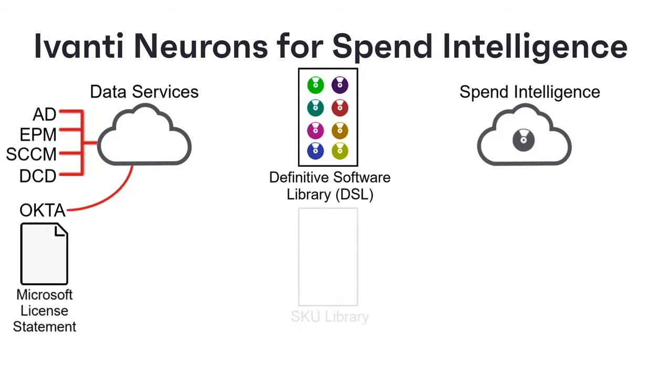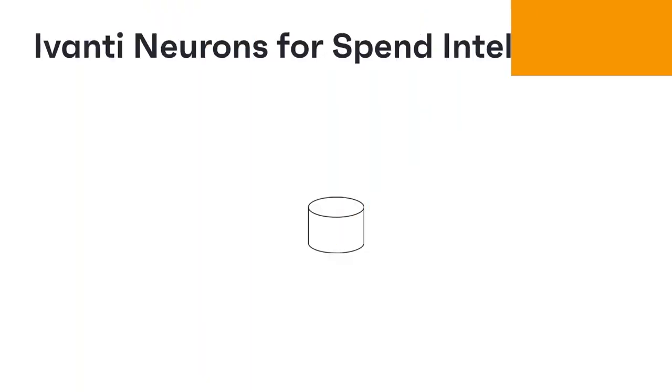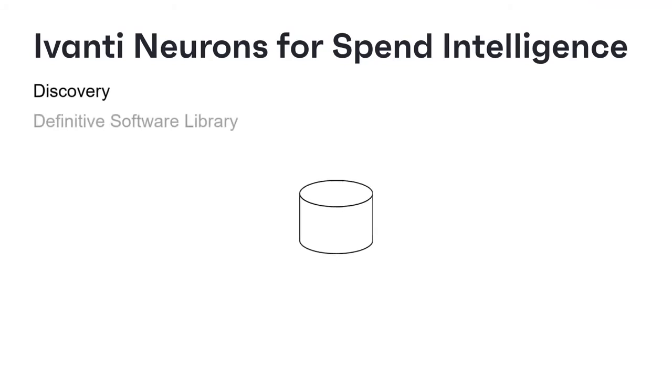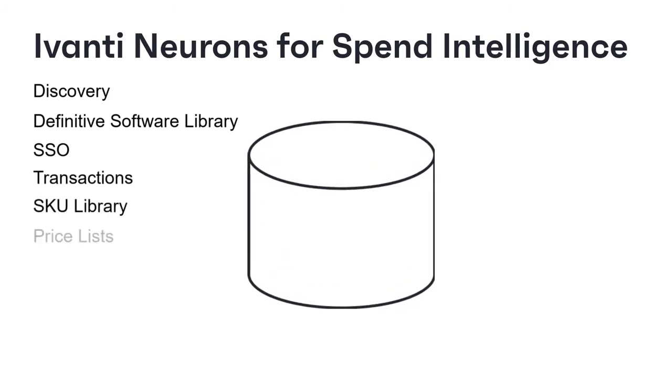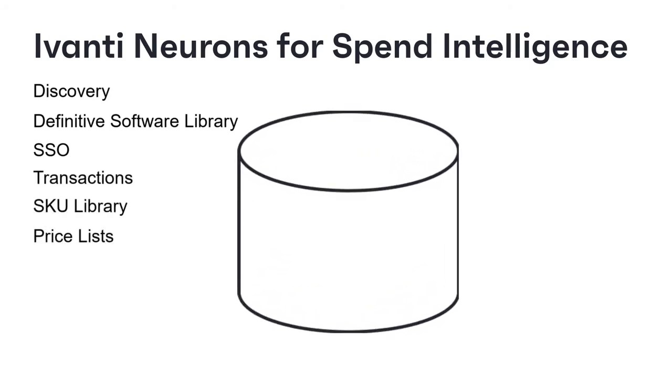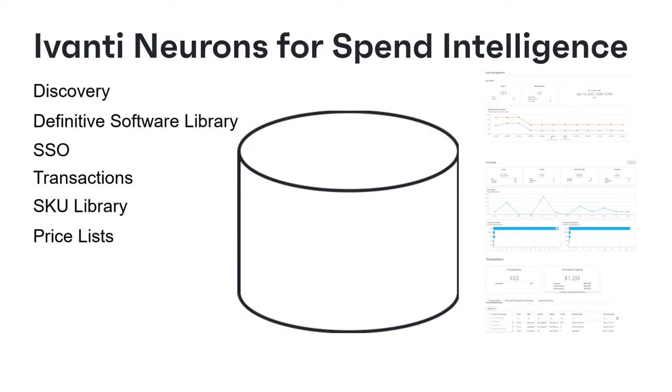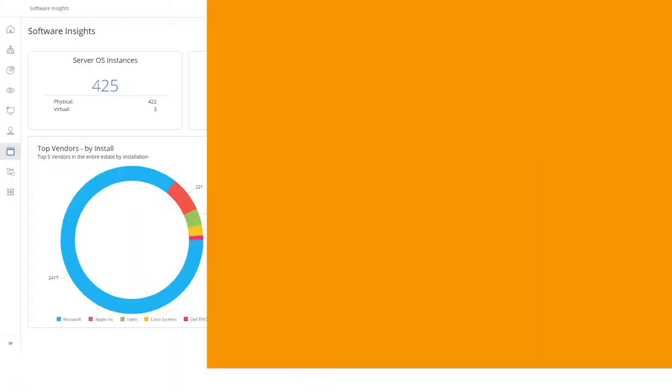Finally, when you import details of your contracts or license transactions, for example your Microsoft license statement, Ivanti Neurons for Spend Intelligence matches the SKUs in these items to SKUs in the Ivanti SKU library so that it knows exactly what software you have bought and has access to all of the additional information in the SKU library. Ivanti Neurons for Spend Intelligence now has a huge amount of information that it has supplemented with data it already knows about the software titles you are using and the licenses you have bought. It displays this treasure trove of information in a set of dashboards within the Ivanti Neurons for Spend Intelligence components. Let's take a look at those components.